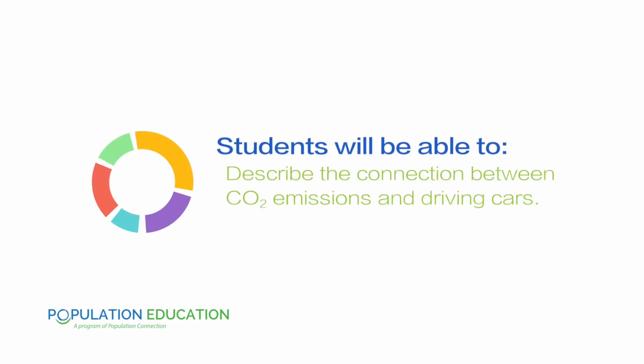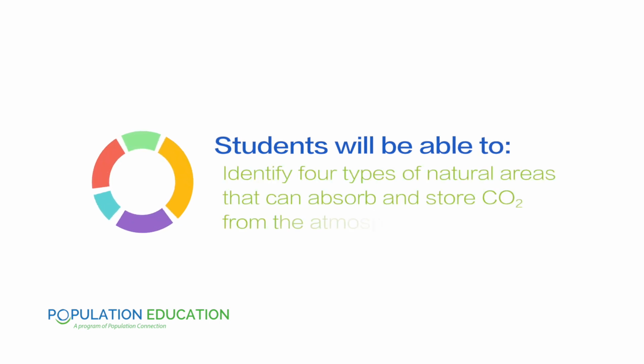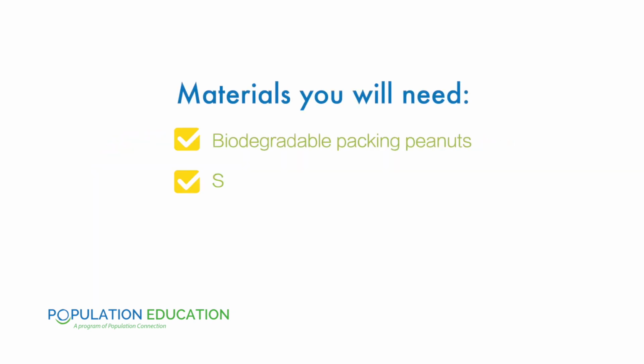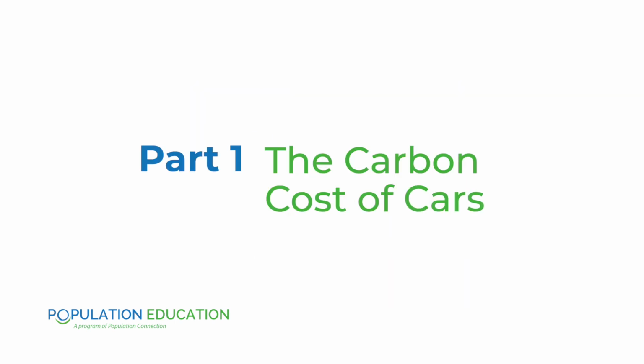By participating in Counting Carbon, your students will be able to describe the connection between CO2 emissions and driving cars, define carbon sink using grade-level appropriate language, and identify 4 types of natural areas that can absorb and store CO2 from the atmosphere. You'll need biodegradable packing peanuts, the provided student worksheet, 3 gallon-size resealable bags, and 4 clear plastic containers with lids.